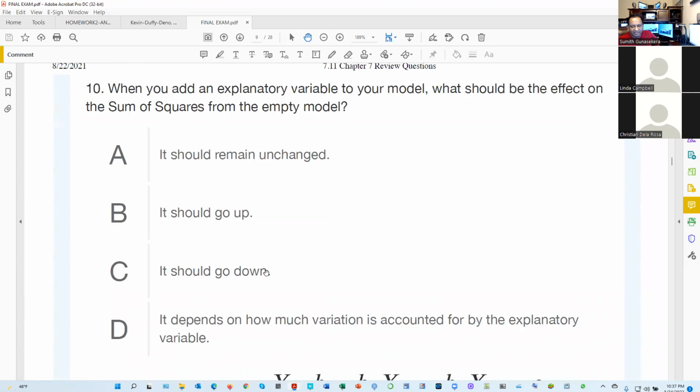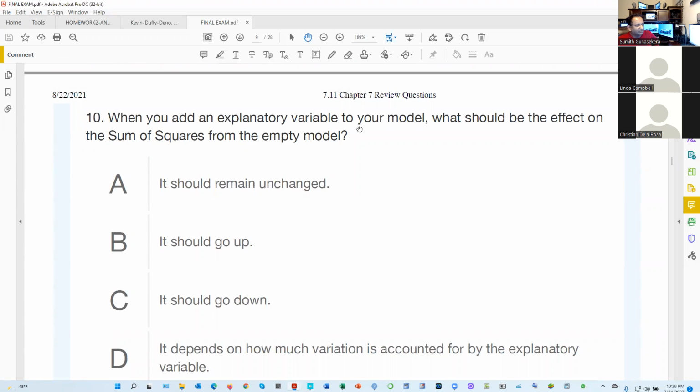Number 10: when you add an explanatory variable to a model, what should be the effect on the sum of squares from the empty model? It should remain unchanged. What? Sum of squares, they refer to as sum of squares what? This is the issue. When you add an explanatory variable to a model, what should be the effect on the sum of squares? There are 3 types of sum of squares: sum of squared errors, sum of squared regression, sum of squared total. They call the sum of squares mean for what? Sum of squared total.